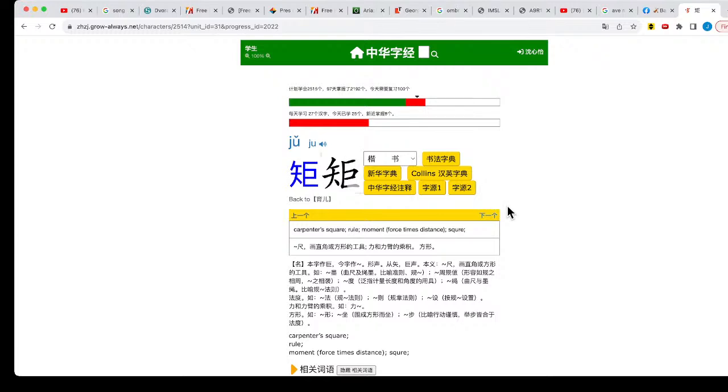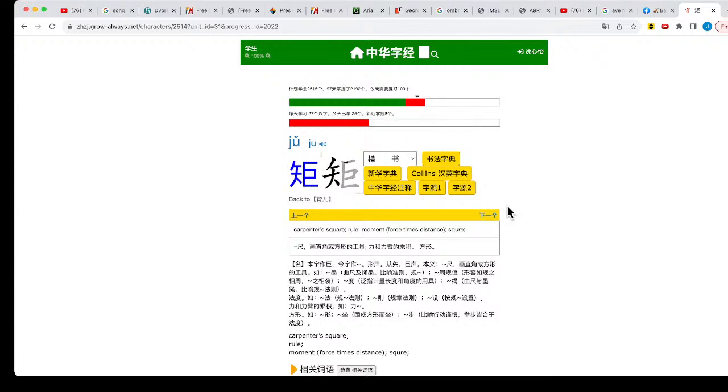Means carpenter's square. So a carpenter has a ruler and a square. Carpenters often have to make things square, perfectly perpendicular, so that's their tool. Because of that, it also means rule.